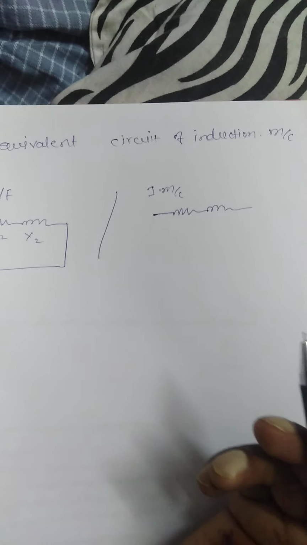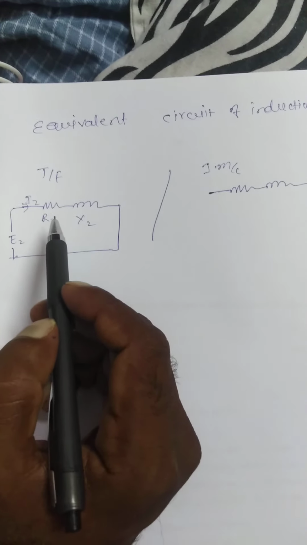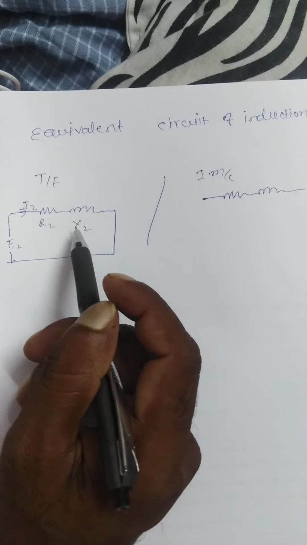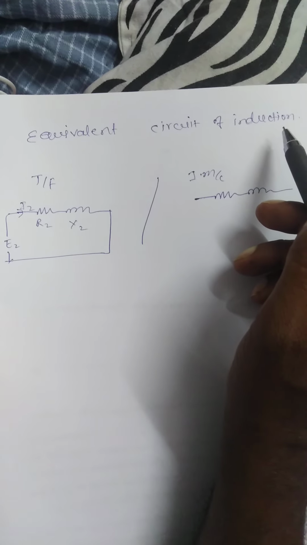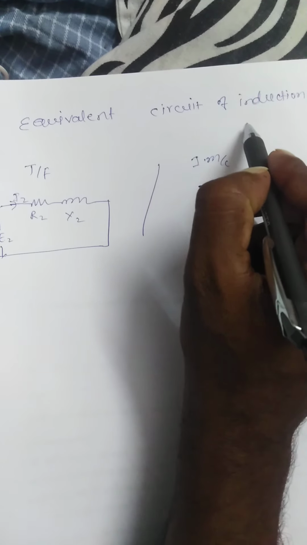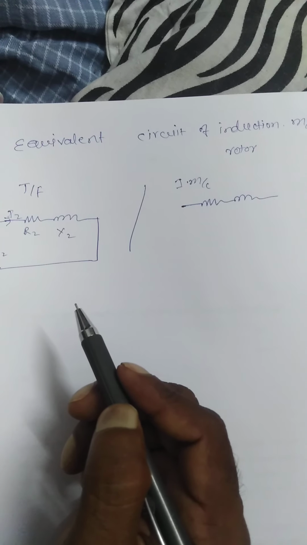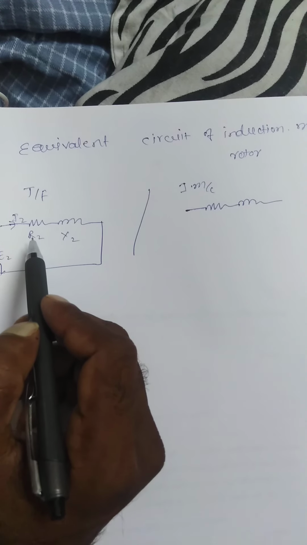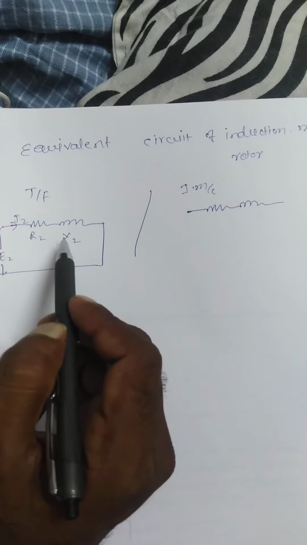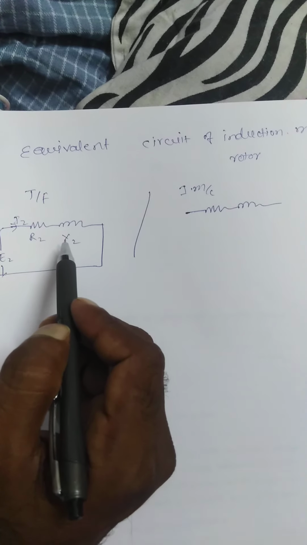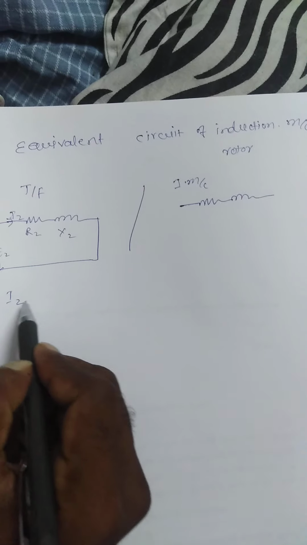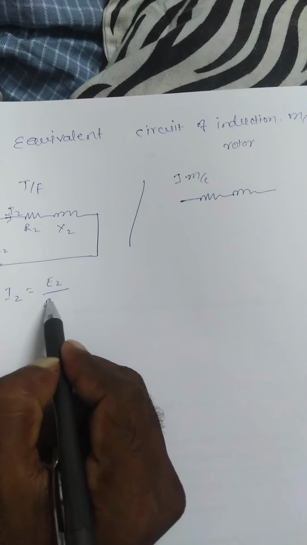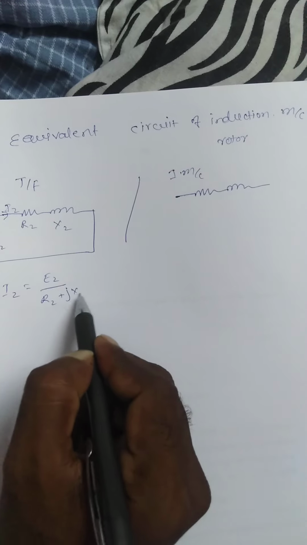Equivalent circuit of induction machine. In a transformer, the secondary is similar to the induction machine rotor. In a transformer, the secondary resistance R2 and secondary reactance X2 are constant. So from this, I2 is equal to E2 by R2 plus jX2.